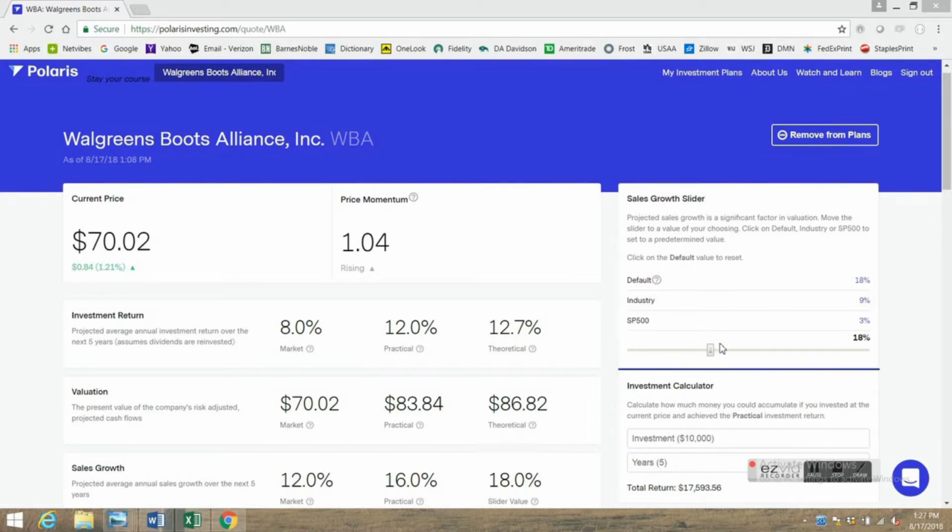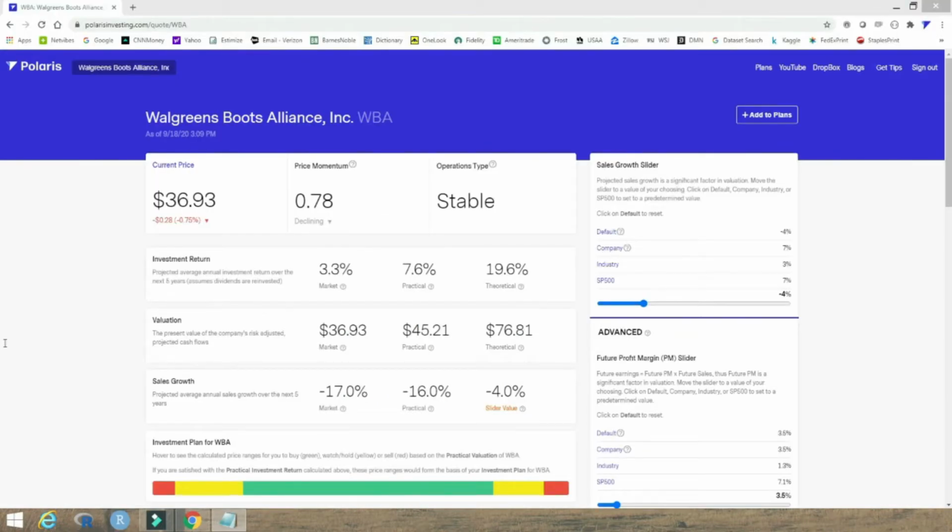Before I leave the Polaris site for a while, I want to point out a major input into the valuation formula: the sales growth, which is entered by moving this slider around. Since originally recording this video, two other input sliders have been added for future profit margin and future price earnings multiple. These values used to have to be entered indirectly through the sales growth slider, but now can be entered directly through their own sliders.